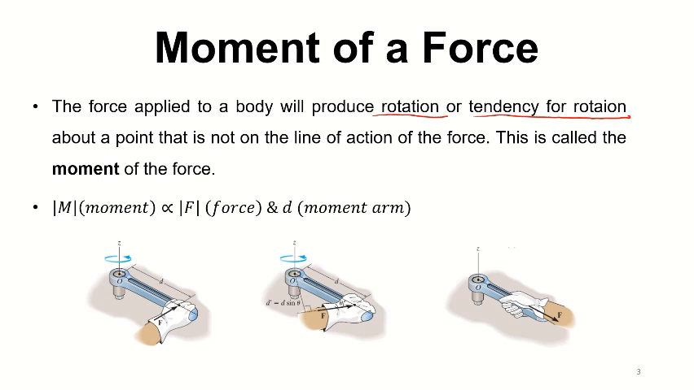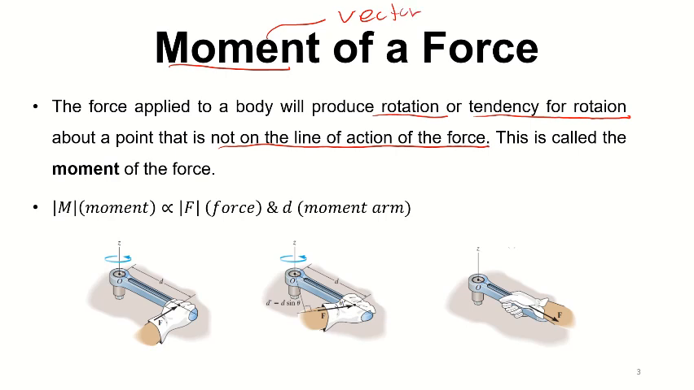So when you apply a force, it will produce a rotation or tendency for rotation about a point that is not on the line of action of the force. This is called the moment. Sometimes this is called a torque also, but here in mechanics we usually call this effect the moment of the force, or simply the moment, right? And the moment of a force is a vector.